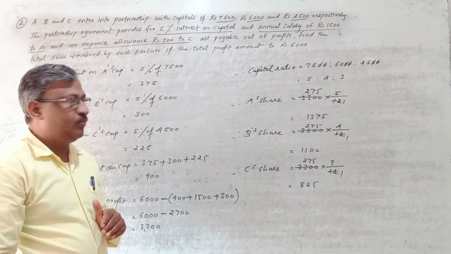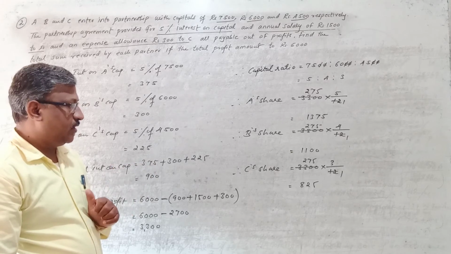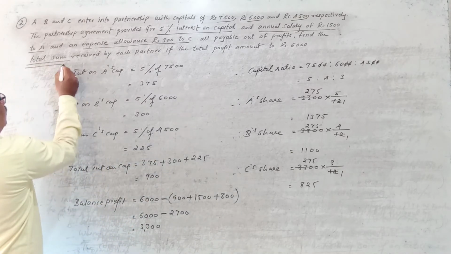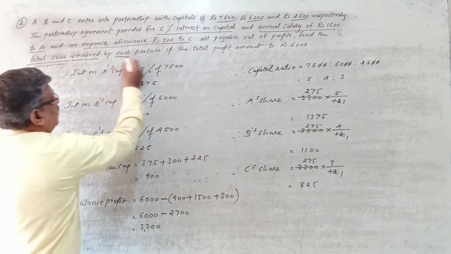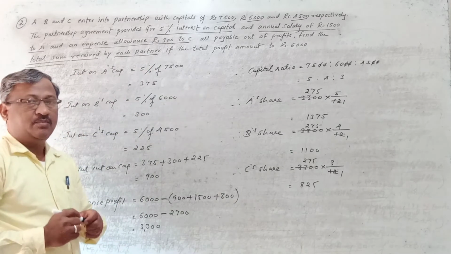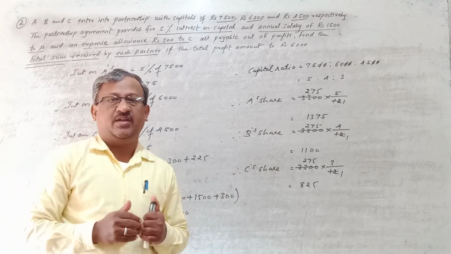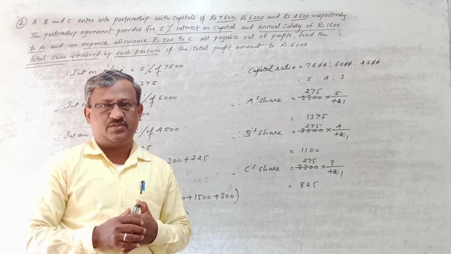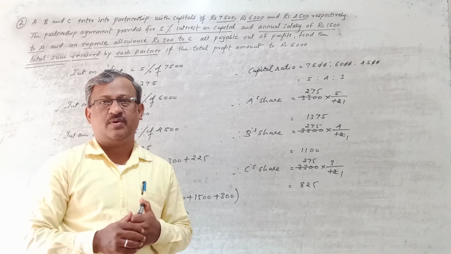So after distributing this entire profit, what have they asked? They have asked you to calculate the total sum. What is the total sum received by each partner? Total sum in the sense, whatever they are getting from the profits. So we have to make the total of all these things.